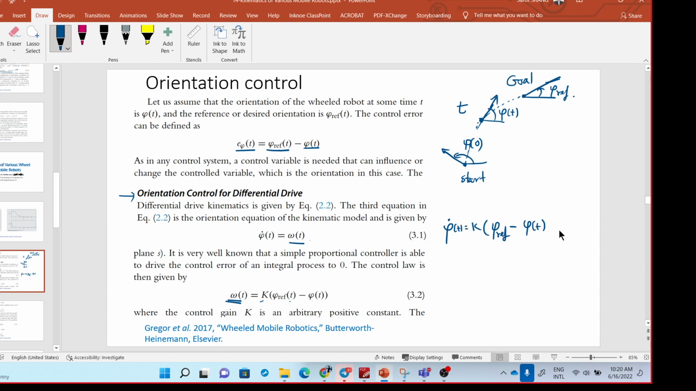You can see that this is a first order differential equation, and at steady state we expect that phi of t tends to phi reference. From the property of first order differential equations, I can say in other words that phi reference is a particular solution of this differential equation.